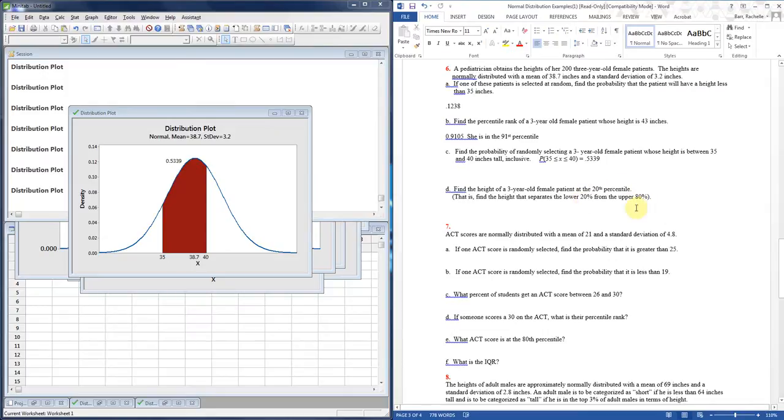All right, let's find the 20th percentile. So lower 20%, upper 80%. This is where my niece was when she was 3. She was tiny.